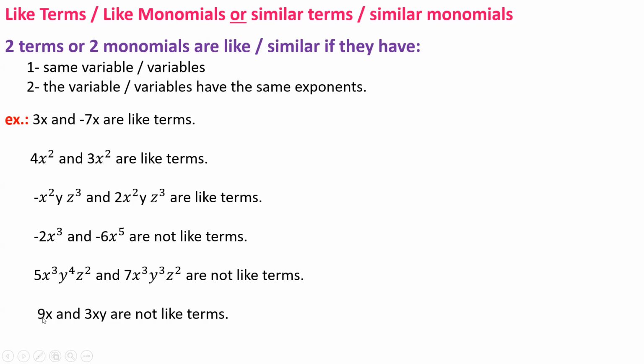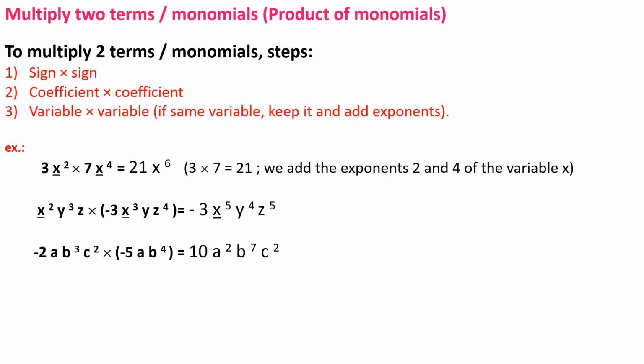In the last one I have 9x, 3xy. Here the variable is x and in the second it's x. In the second one we have the variable y, while in the first one we do not have the variable y, so my terms are not like.